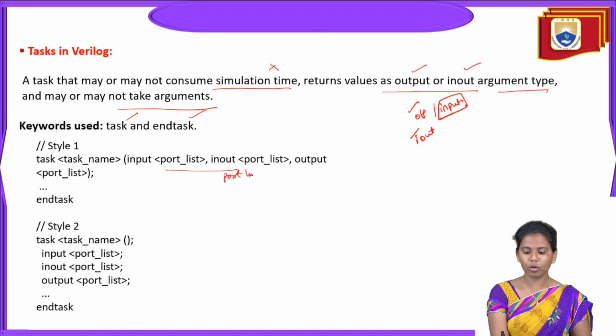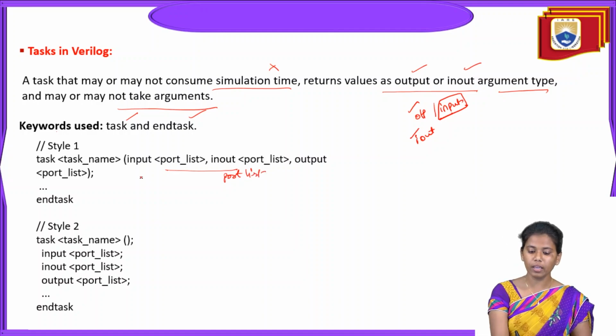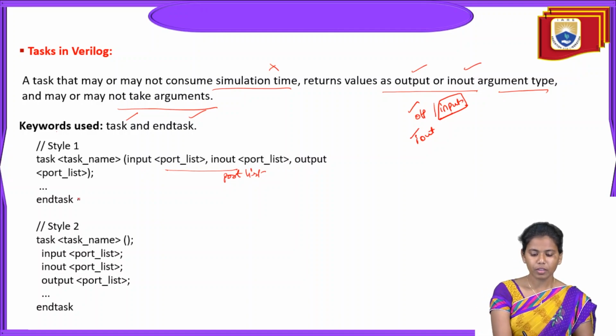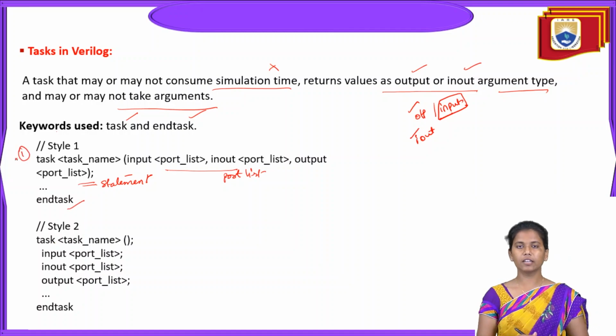Right? So in the port list, what are we supposed to write? In the port list, we have to write only the input port list, in-out port list, as well as the output port list, right? Then finally some statements pertaining to the condition that you are considering, and then end task.